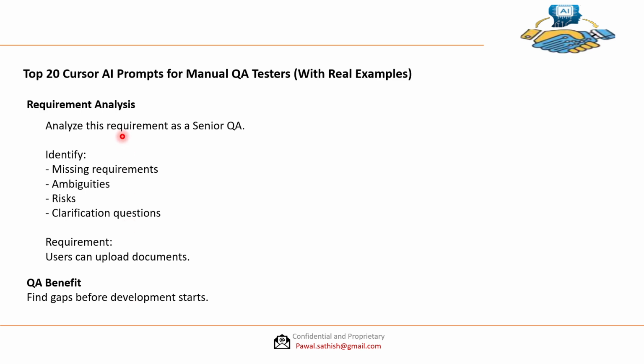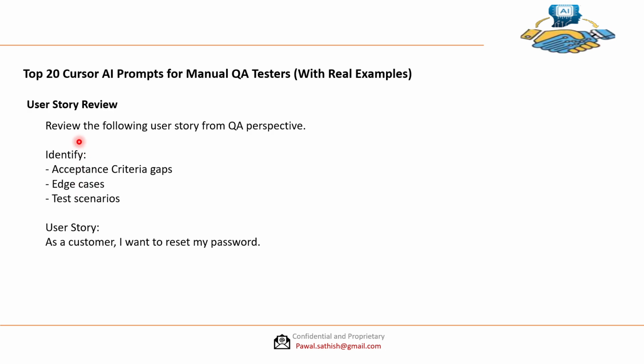Then, in case we need to find the gaps in requirement analysis, we'll say: analyze this requirement as a senior QA and identify the missing requirements, ambiguities, risks, and clarification questions. We should give the requirement or the story. It will definitely help identify the gaps before development starts. And if we need to review the story, we'll simply say: review the following user story from a QA perspective, and identify the acceptance criteria gaps, edge cases, and test scenarios. And we need to provide the user story.